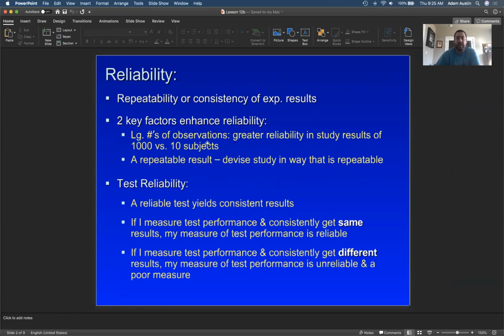Ways to enhance reliability: large numbers of observations, greater reliability in study results of 1,000 versus 10 subjects. If you can get more participants in your study, if you're developing ideally a reliable test, having 1,000 in there is going to ultimately improve that reliability much more, or at least pan out if it's more reliable or not. And also repeatable, that you ultimately set up multiple studies to see, are people scoring the same across multiple studies.